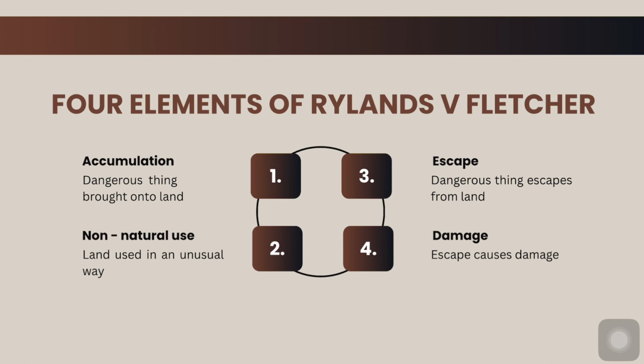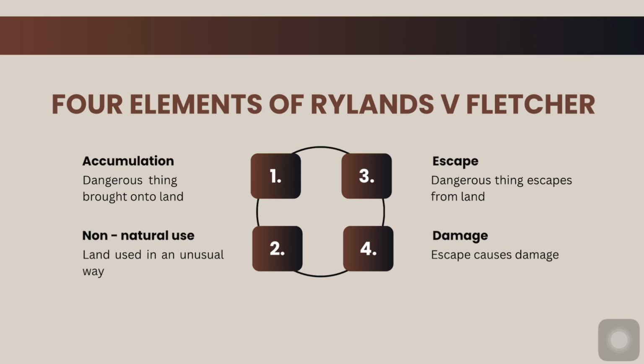Accumulation. The defendant must have brought something onto their land. In construction, this could be large quantities of water, fuel, sand, or chemicals stored on site. Second, non-natural use. The thing must be used in a way that is extraordinary or increased risk. For example, storing thousands of liters of water in an elevated temporary tank for concrete mixing is not a natural use of land.